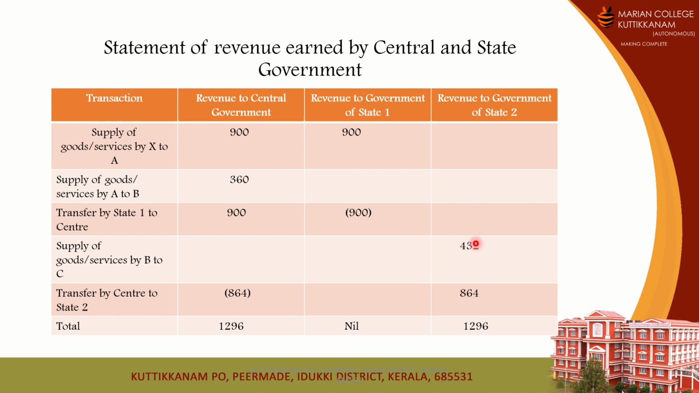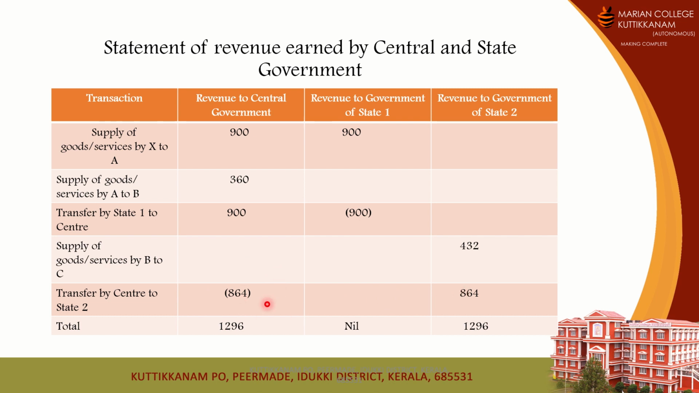Okay, so as discussed earlier, GST is a consumption based tax or destination based tax. So that means the state which consumes the product or the goods or the service, the tax is happening there. Okay. Then transfer by center to the state 2. That is 864, to be paid in the case of IGST credit by the sender to the state. So this amount will go to state 2, that is the importing state.